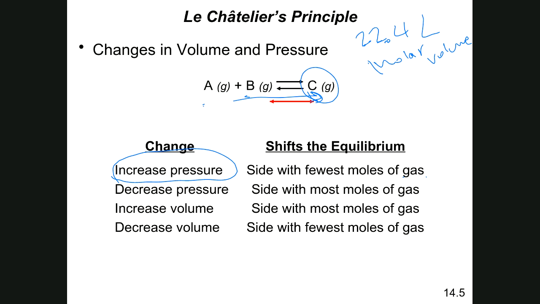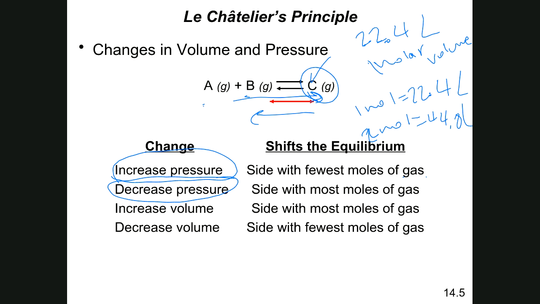So this is for 1 mole. 1 mole is 22.4 liters. 2 moles is going to need 44.8 liters of space. So if you put more pressure, that means you're lowering the volume. This product is going to be favored because product takes less space. If you decrease the pressure by increasing the volume, then the reaction is going to produce more moles of gas, because now you have more space for the gas. You need more number of moles of gas to be produced.